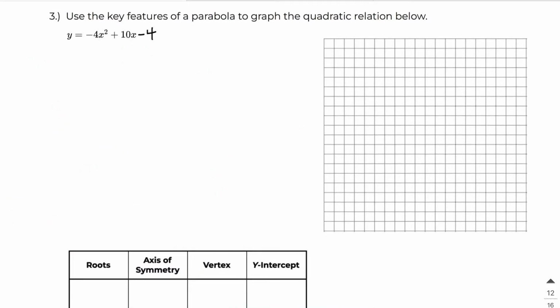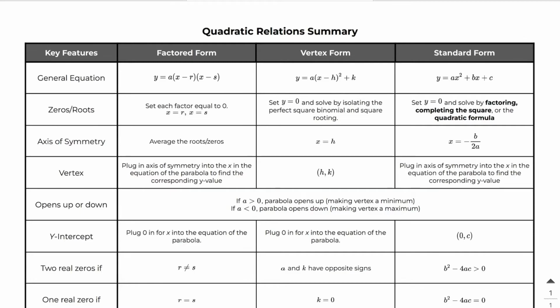Okay, so in our last example, we're asked to use the key features of a parabola to graph the quadratic relation below. And this time we have this in standard form, because if you notice, it's y equals ax squared plus bx plus c. To find the roots in standard form, we set y equal to 0, and we solve by either factoring, completing the square, or the quadratic formula.